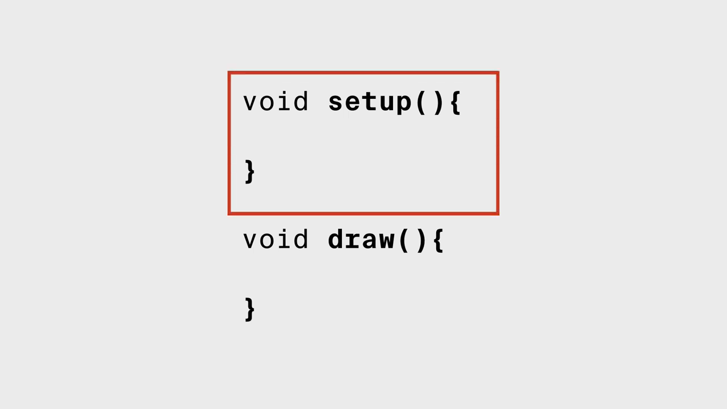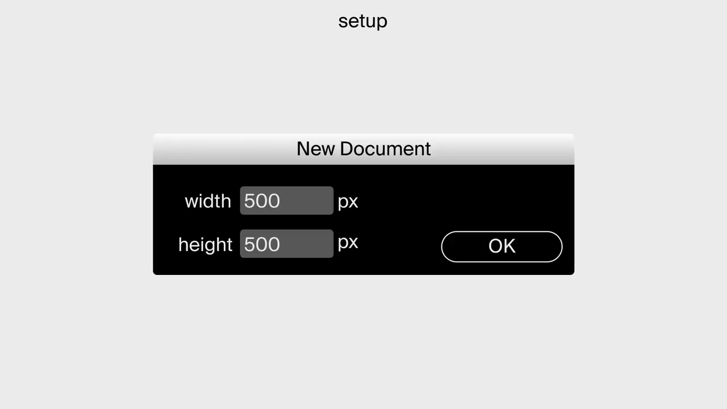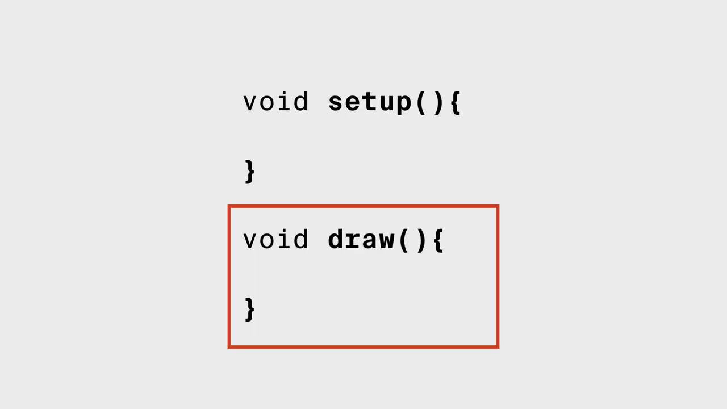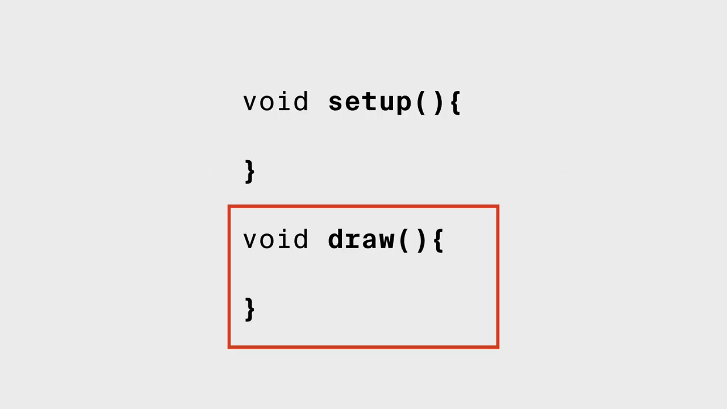The setup function is something like the new document or new project dialog in any other design application. So it is the place where you put all the information about the project, like the size and the dimensions of the sketch, whereas the draw function defines what happens in the loop. That's why we call it the draw loop. It is the place where you put the code that defines what happens over time.